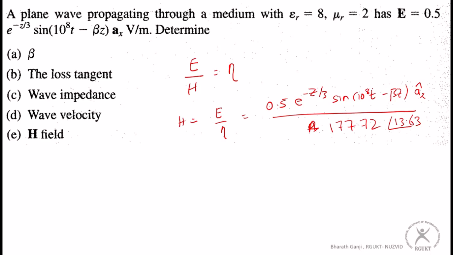So you might write this as your answer, but this is a wrong way of writing the answer. First of all, there are two mistakes here. The first thing is your electric field direction is ax cap, but your magnetic field will not be in the direction of ax cap. So how do I get the direction of the magnetic field? E cross H gives you the wave direction.